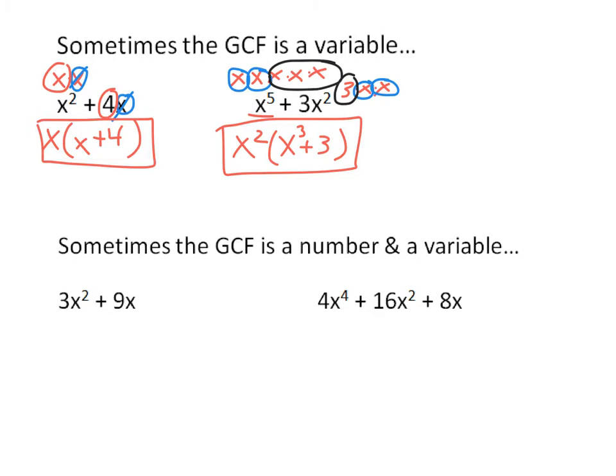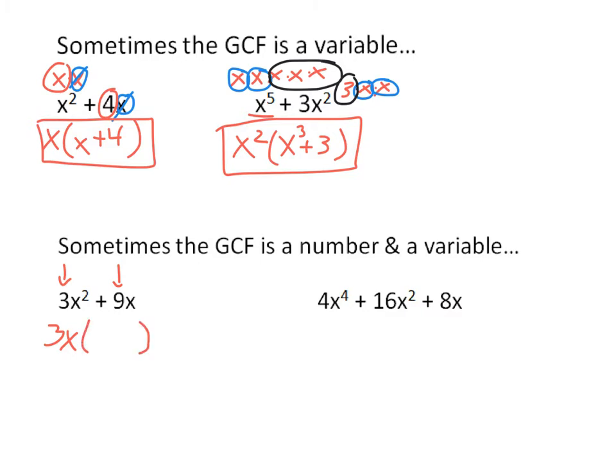And sometimes the GCF is a number and a variable. So 3x squared plus 9x. We can factor out a 3 because both of our terms have a numerical coefficient that is divisible by 3. So I'm going to factor out a 3. And then I have an x squared and an x. So I can factor an x out of both of those. So I'm going to factor out an x.